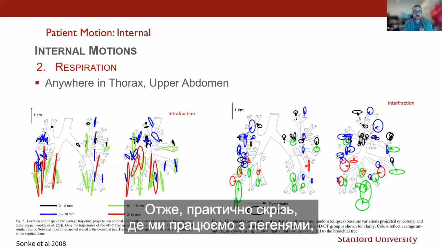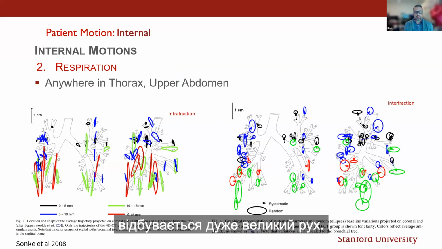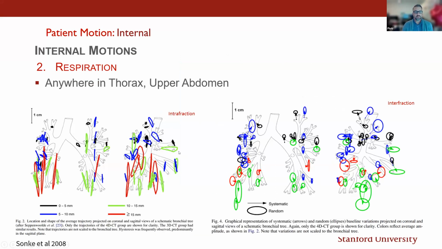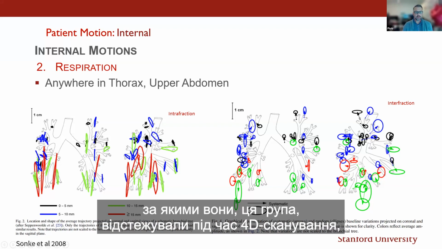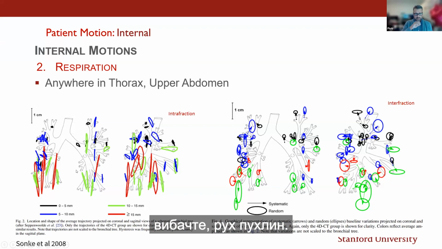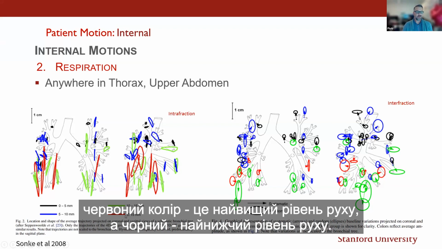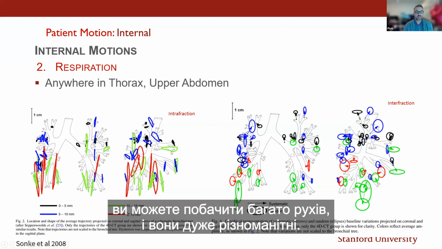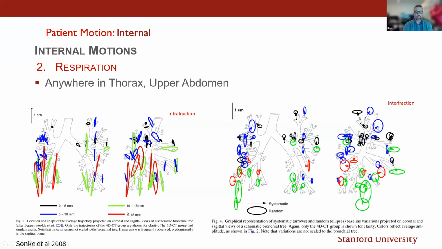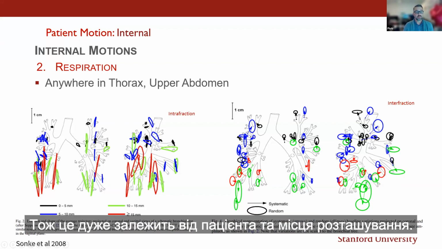So basically anywhere that we treat near the lung, especially the lower thorax and upper abdomen, there is very large motion. I really like this schematic. On the left-hand side, you have about 30 patients that this group tracked during a 4D scan, looking at the motion of the tumors. They categorized them so that red is the highest motion and black is the lowest motion. So just in a single 4D scan, you can see there's lots of motion, and it's very diverse. Sometimes there's lots of motion low down, sometimes there's less. So it's very specific to the patient and specific to the location.